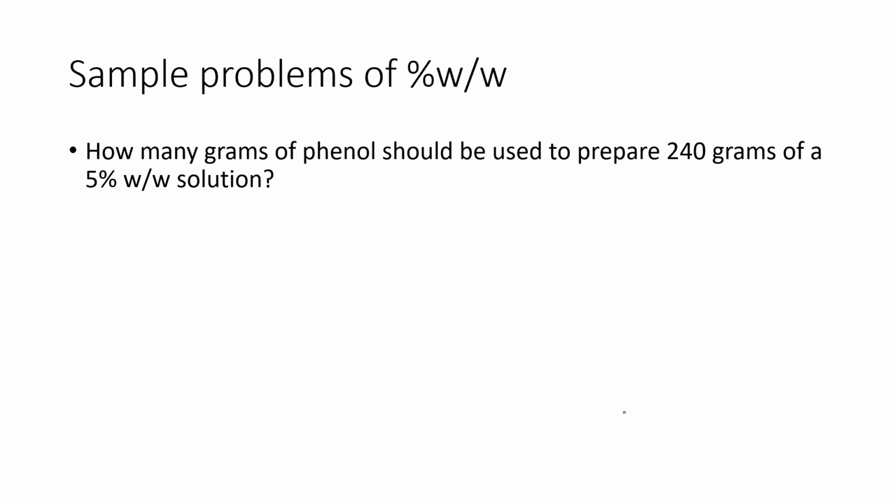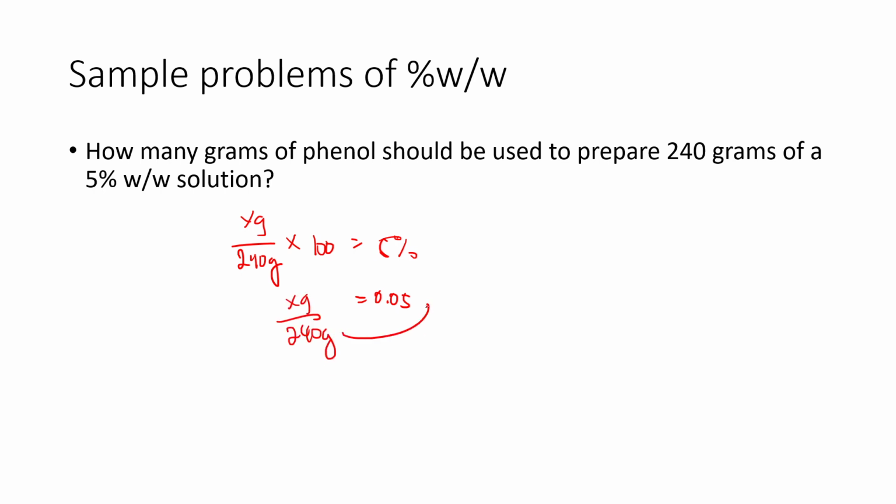Okay, so in this problem, how many grams of phenol should be used to prepare 240 grams of a 5% weight in volume solution? Okay, now how many grams of phenol? So we have x grams over 240 grams, times, so we can multiply it by 100 and you have 5%. Okay, so to remove 5%, let us divide both sides by 100. That will become 0.05 equals x gram over 240 grams.